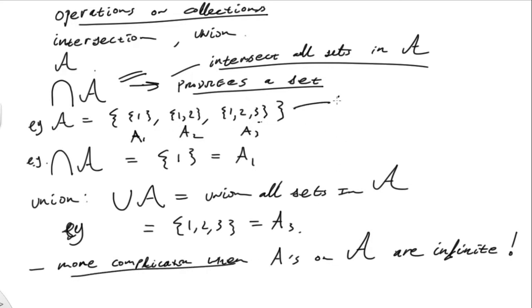Obviously, with these finite sets, it's fairly elementary how to do this. So let's go to some more examples of this type of thing. But before we do that, we've got to establish some more notation, and that is the notion of indexing. Okay, so indexing.